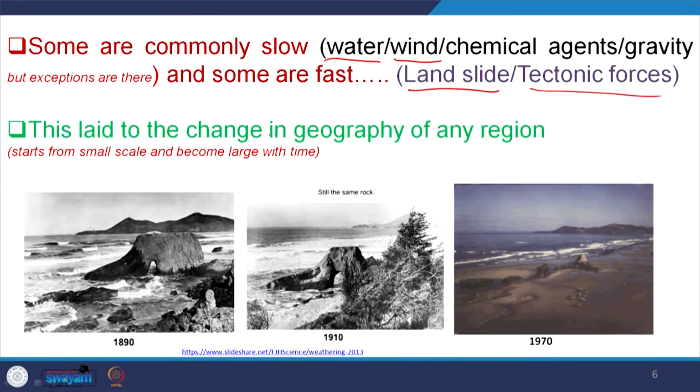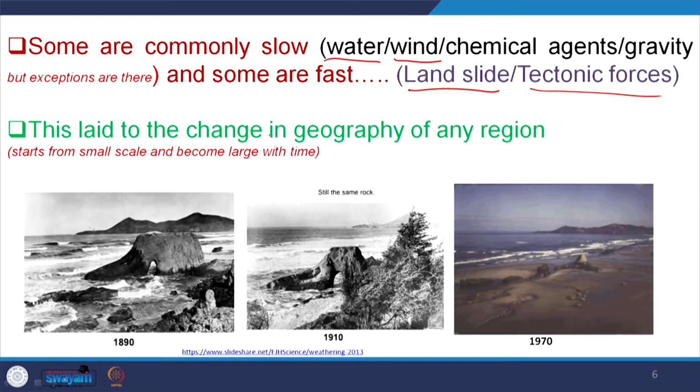So, what is their product? If they are working 24/7, either slowly or fast, this leads to a change in the geography of any region. They always try to peneplane, because nature never wants its surface to become rough. It always wants, by its agents, to change the surface, to peneplane the surface 24/7.